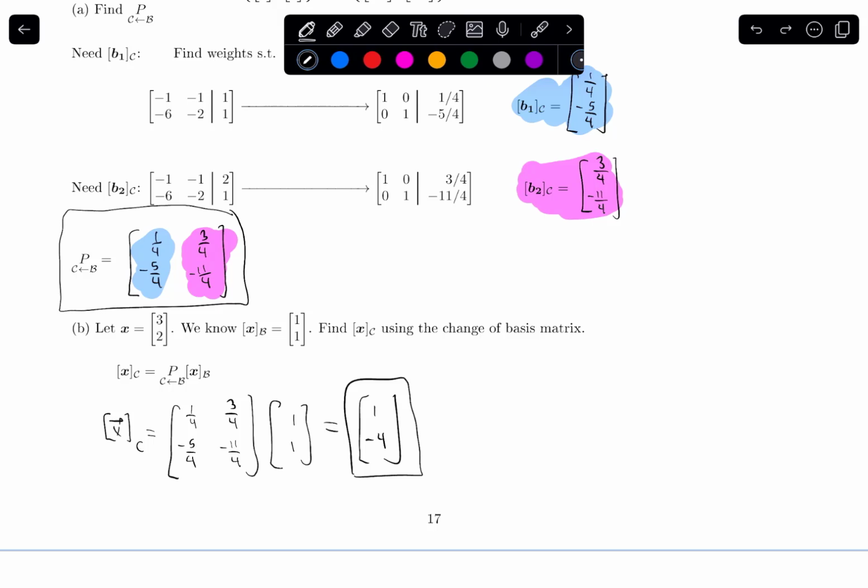So in the next video, we'll talk about yet another way to find this change of coordinates matrix. That, in our class, I think is the method that we are going to use most often. So we'll show how that works in the next video.